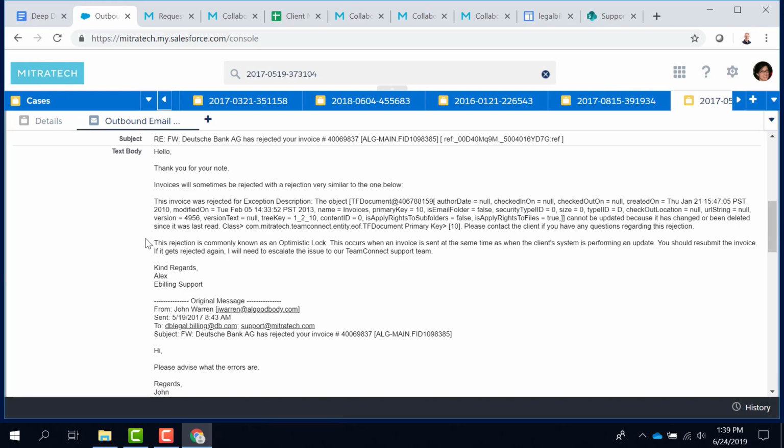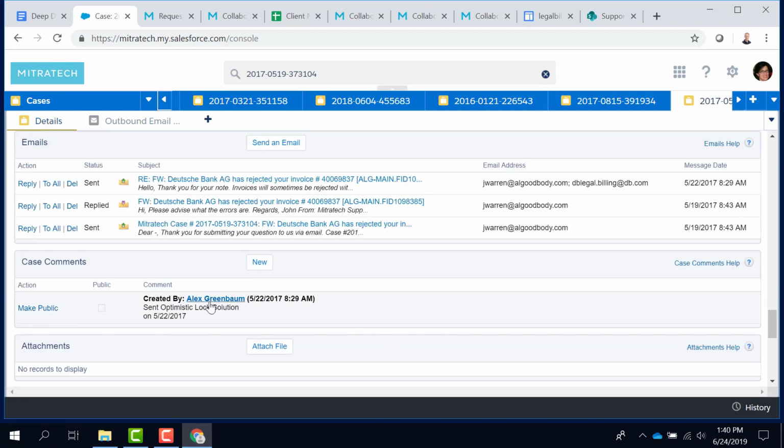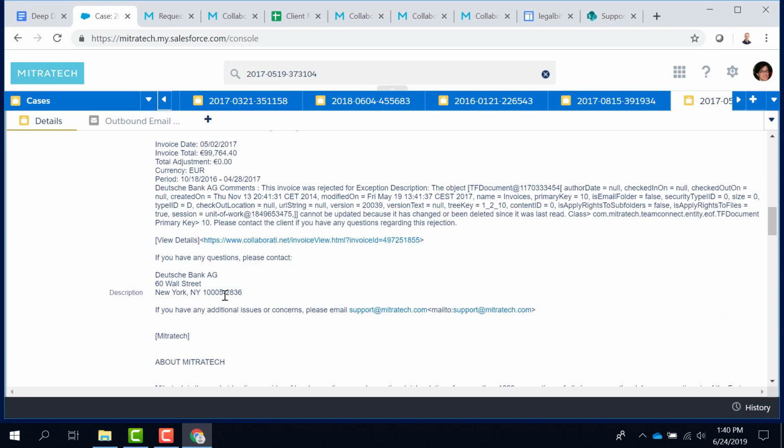All right, this rejected. You should submit the invoices again if it gets rejected. If it gets rejected again, we'll need to escalate this issue to our Team Connect support team. So it looks like he copied and summarized the response from the MindTouch article. And then we closed out the ticket. Set optimistic lock solution. All right.